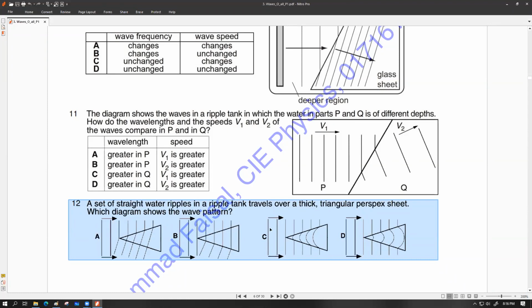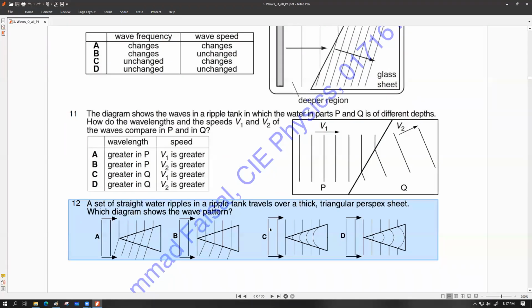Sir, we can make the triangular perspex deeper than the rest of the region. That makes it much deeper. Therefore, what do you mean by making it deeper? The triangular perspex sheet is where it is, and the rest of the water medium is above. Sir, we make the glass thicker, right? Well, that sheet would make the water even shallower. Oh sorry, we make it thinner.